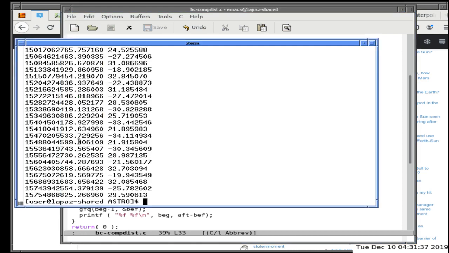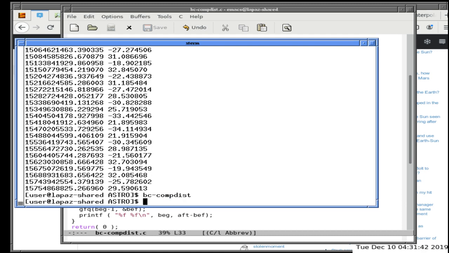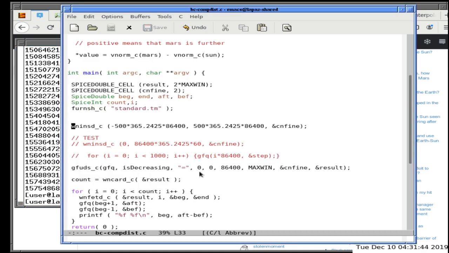Oh, that worked, okay. So I have no idea if that's correct or not, but at least it compiled and it ran, which is really all you can hope for. I'm going to go ahead and do a checkpoint save of this code, even though it's not that exciting yet.